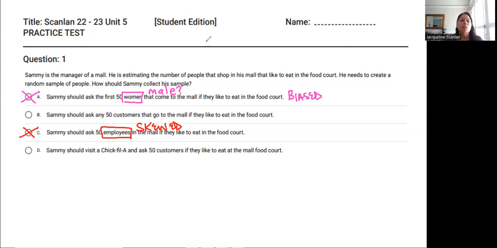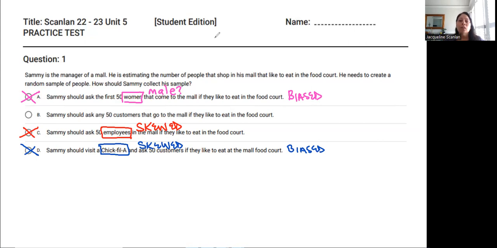So we are now between answer choice B and answer choice D. And hopefully just by reading through those two choices, you could see that you don't want to just go to the Chick-fil-A and ask 50 customers if they like eating at the food court mall, because Chick-fil-A is in the food court mall. So you are asking people that are already likely to eat in the food court if they like eating in the food court. So again, this is skewed because asking people who work at Chick-fil-A would be biased. Okay, so it can't be answer choice D.